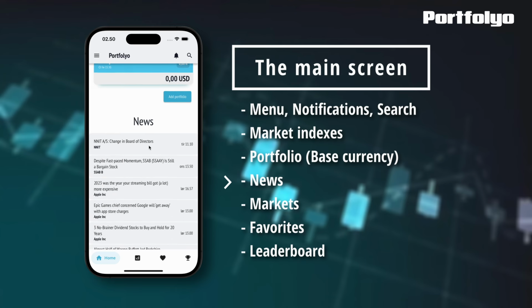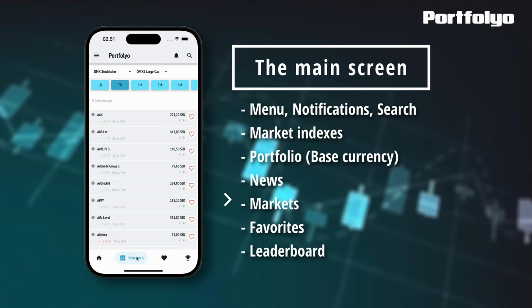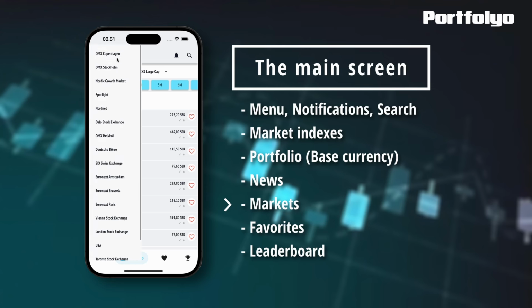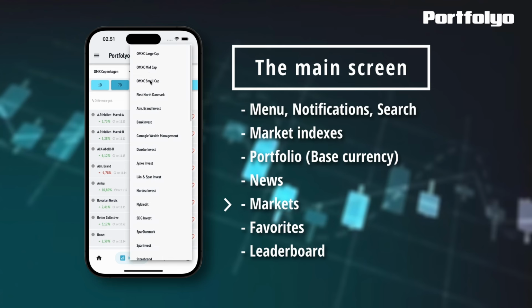Down below the portfolios, we find market news. The app attempts to find relevant news based on your portfolio and favorites. Since my portfolio is empty and I have no favorites, the news will be about various popular companies. At the very bottom, there are icons for quickly switching to the market overview. Here, we can switch between all supported markets and different indices available in that market.